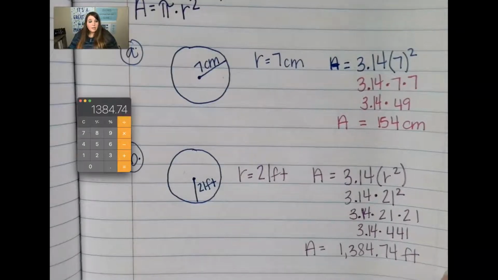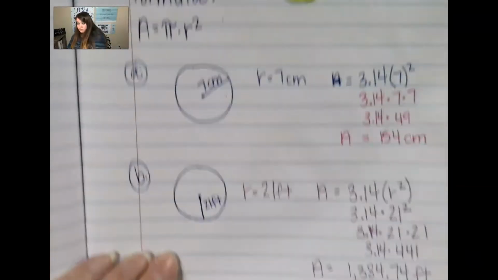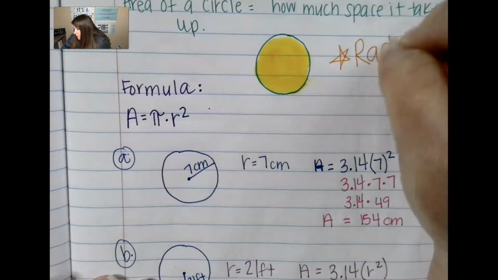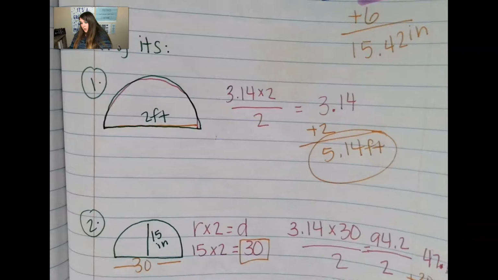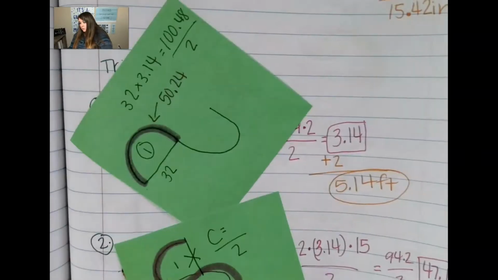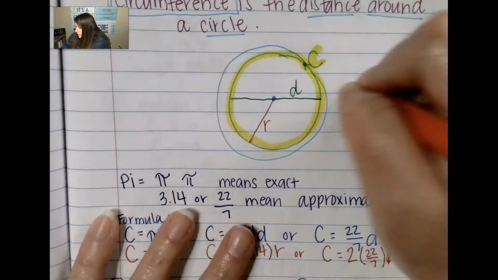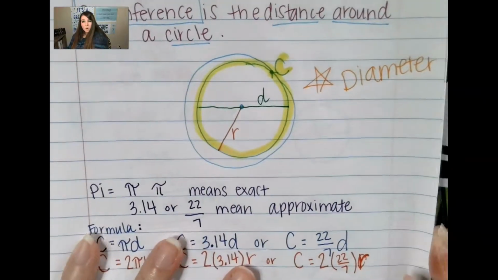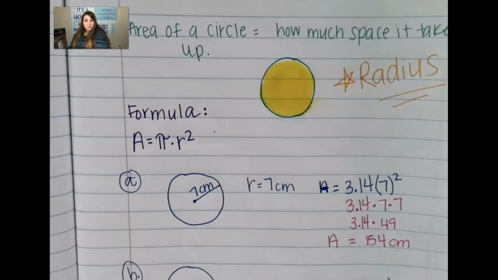Now we're going to go on to another example, but this time I am going to give you the diameter, and you'll have to figure out the radius first, and then find the area. I want to put up here that for this one we want radius. In our last lesson, when we were working on circumference, here we needed diameter. So it's important for us to remember which thing we want. Diameter equals circumference, radius equals area. I don't know how you want to try to remember that.